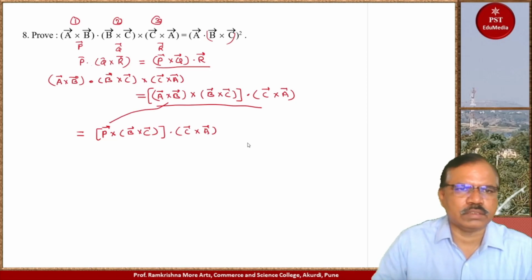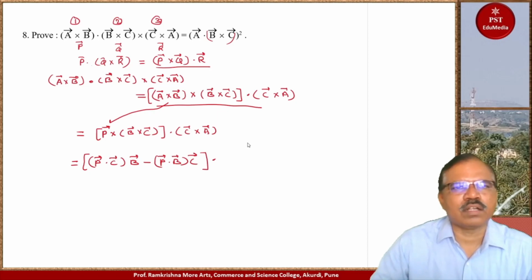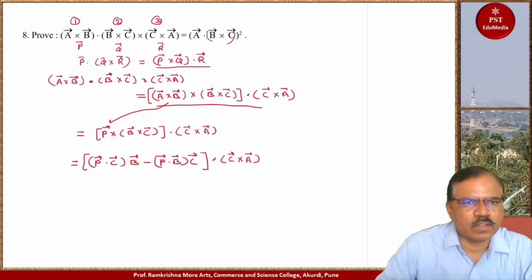P is equal to this. So we know this: P dot C multiplied by P minus P dot B multiplied by C, and then dot product with C cross A. Dot product with C cross A. Now see here.